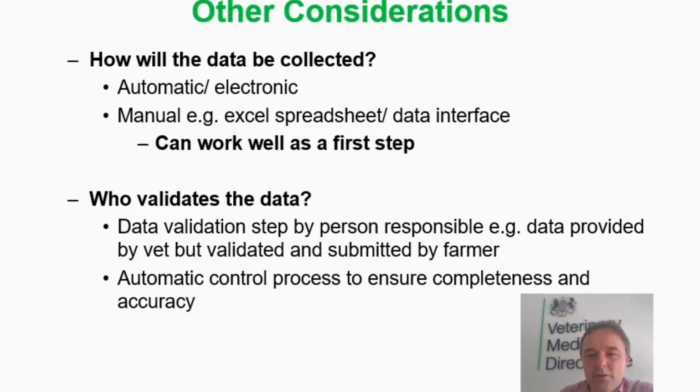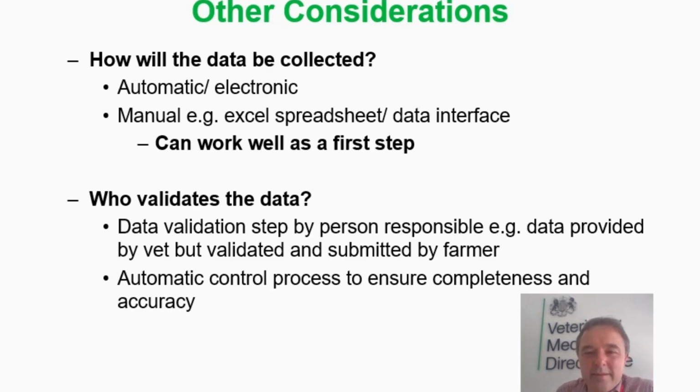So let's just consider a few other points that I haven't talked about yet. One point is how are you going to collect the data? So you've probably seen some electronic systems, and these are great. I think the advantage of electronic systems is that, for example, vets or farmers can submit their data electronically. I'll talk about it later, but you can put in automatic validation steps. Once something is electronic, it's quite easy to then do some of the calculations automatically. And that's what we currently have for our sales data in the UK, and also some of the use data.